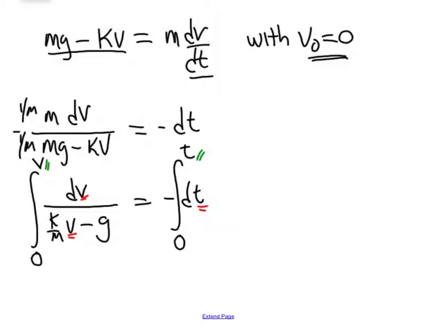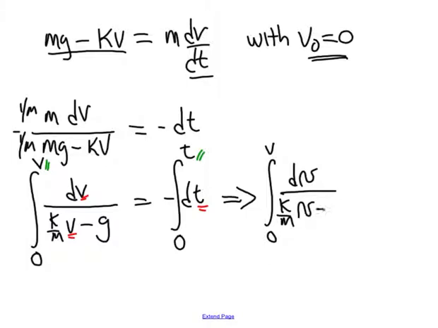To clarify that, what I'm going to do is simply write the variable of integration with a script, and the t variable of integration will also be a script, and the printed letters will be the limits. So we're going to rewrite this to be the integral from 0 to v of dv divided by k over m times v minus g equals the integral from 0 to t, the minus sign out in front, times dt.